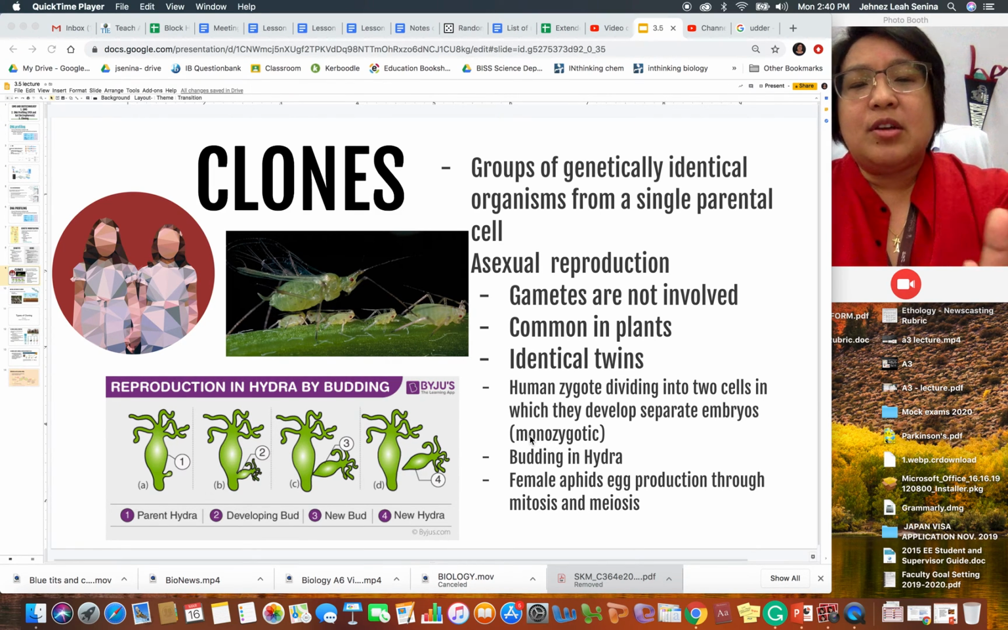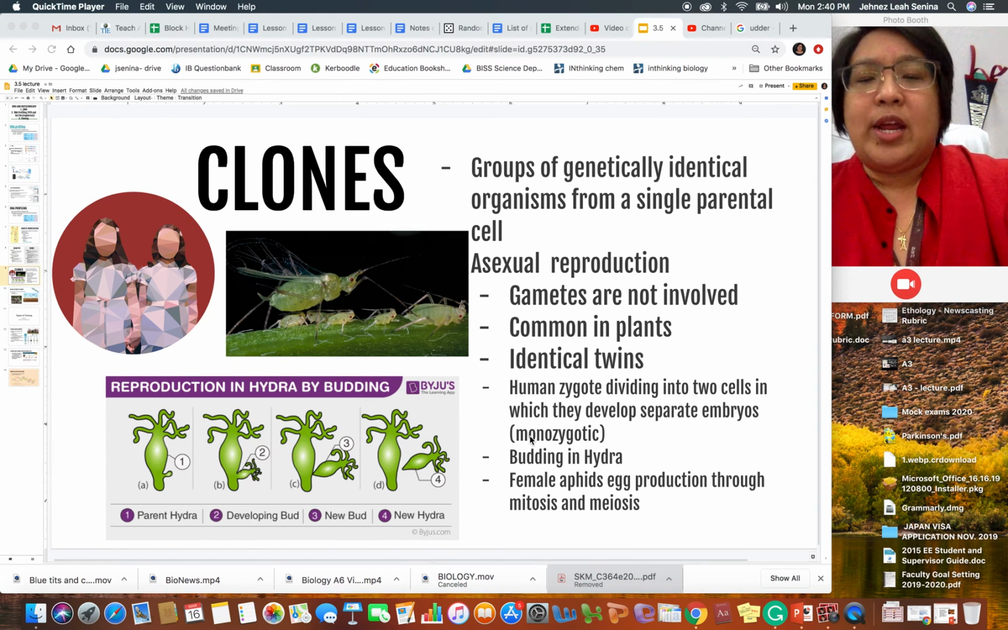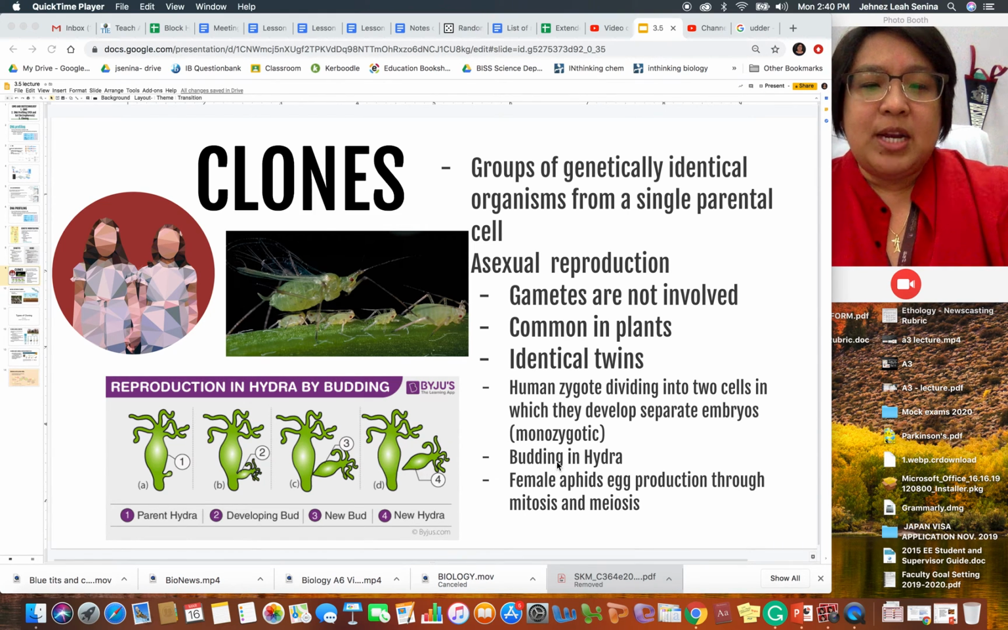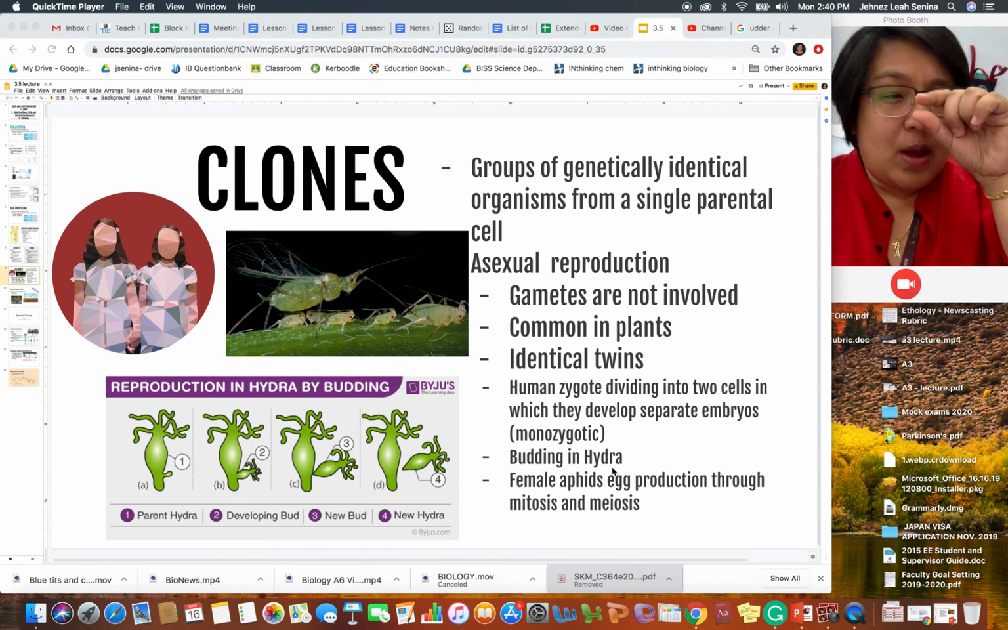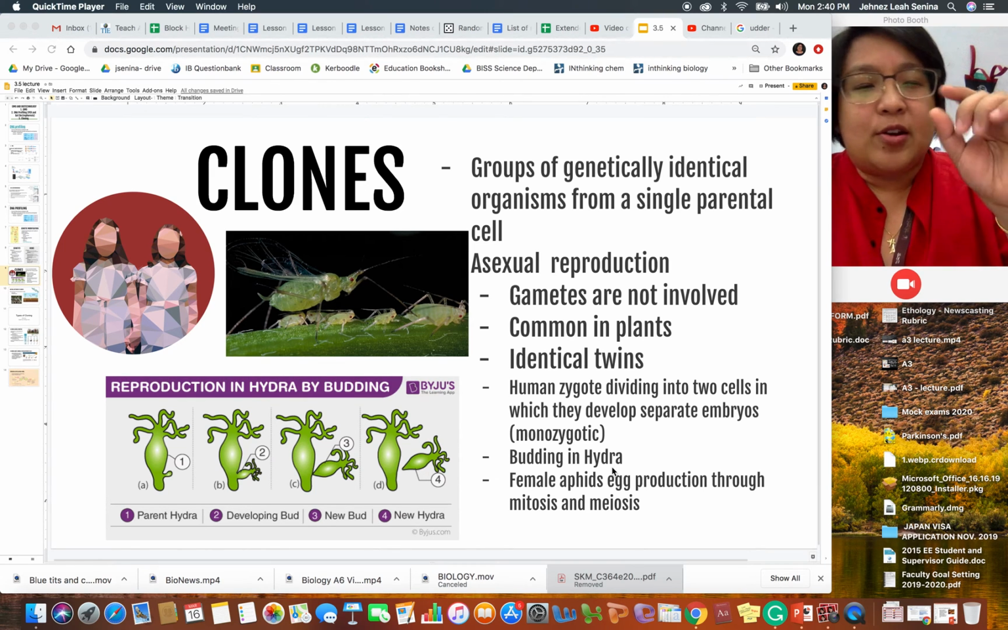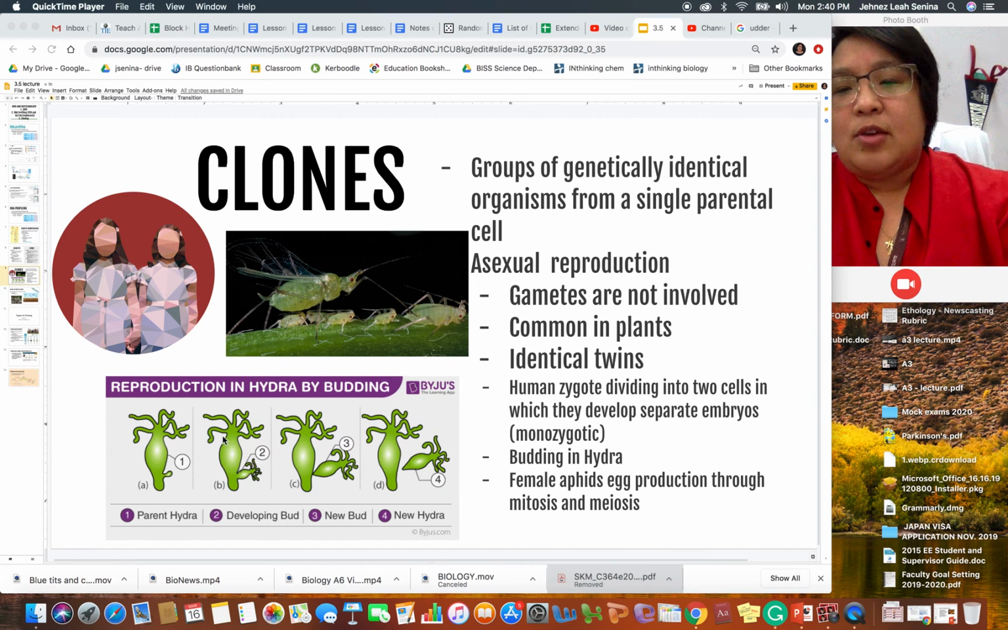Now, another example of cloning in the animal kingdom is budding, in your hydra. What is a hydra? Hydra is a freshwater organism. It belongs to the phylum Cnidaria, together with the jellyfish, and these freshwater organisms are about 1 centimeter big. In the water they're green. They're this small, and hydra reproduce by budding.